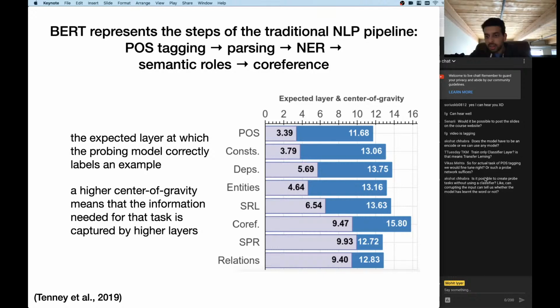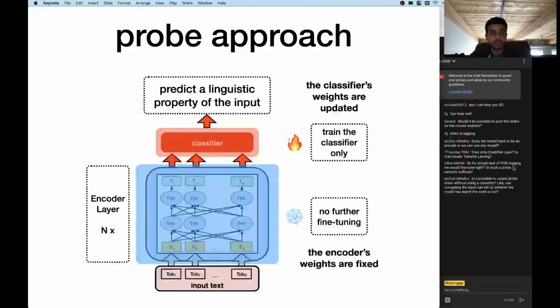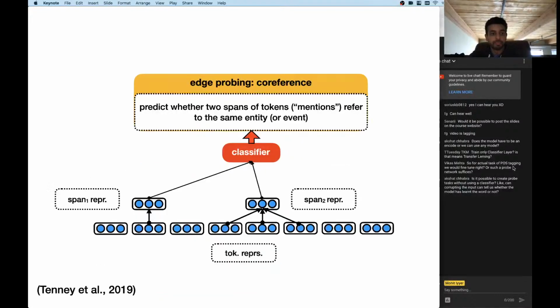All right, so let's take a look at these questions. So for the actual task of part of speech tagging, we would fine-tune, right? Or would such a probe network suffice? Yeah, so if you actually wanted to solve part of speech tagging, let's go back here.